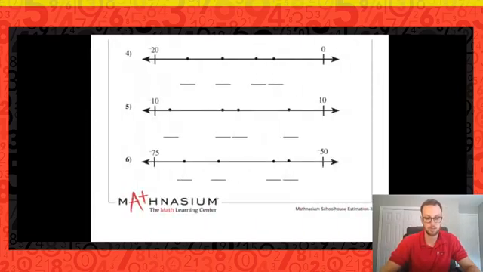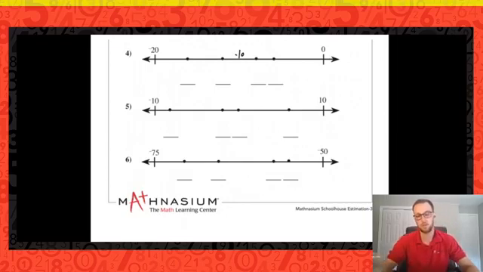A couple more of these, looking at negative numbers now. All right. Looking at our negative numbers. So what's halfway between negative 20 and 0? What's the halfway point between negative 20 and 0? Yeah, exactly. Negative 10 would be that halfway point.